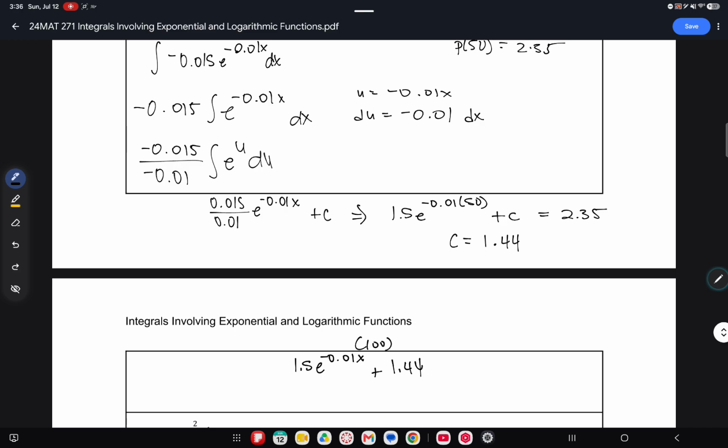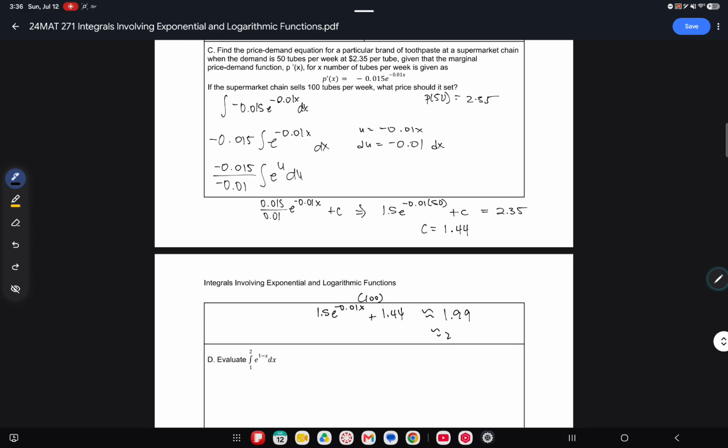So let's try that one. So negative 0.01 times 100 is just negative 1. So e to the negative 1 times 1.5 plus 1.44 is about, we'll round again, about 1.99. I guess really we could say 2. Either one is fine, but that's the price we should set given this scenario.